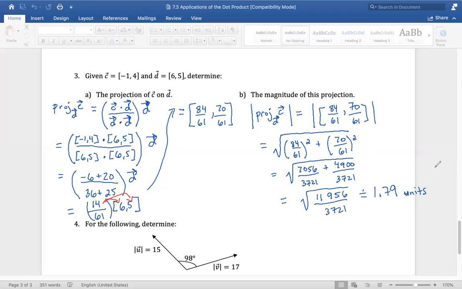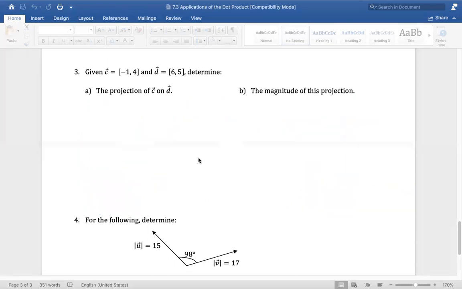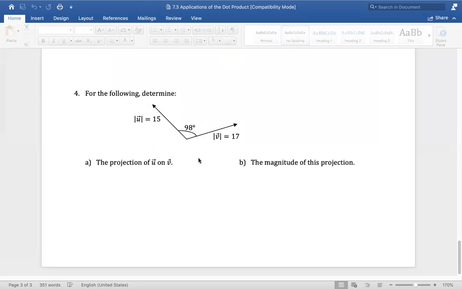Okay, and one more to do here. What if my vectors were drawn here? So just one example of that. For the following, determine again what the projection vector would be. So the projection of U, this is the projection vector and it's being projected onto V, or what I would call kind of your ground vector, right?